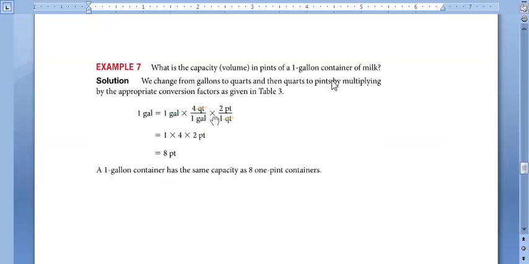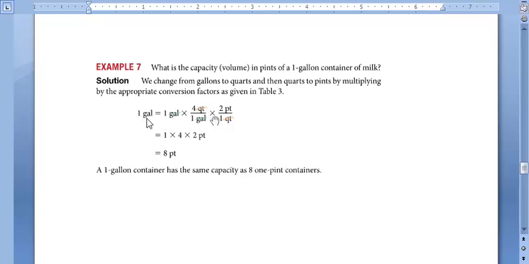So, in this example, what is the volume in pints of a 1-gallon container of milk? So we're going to change from gallons to quarts and then quarts to pints if you want to do it that way, because you might already know the gallons to quarts and you might know your quarts to pints. So this is how we would do this.